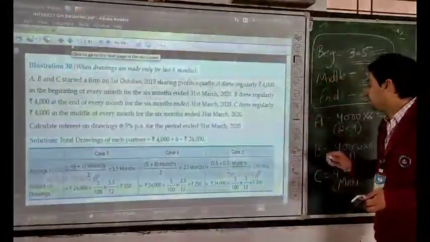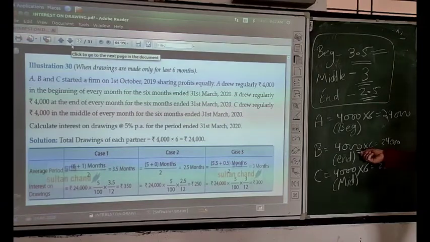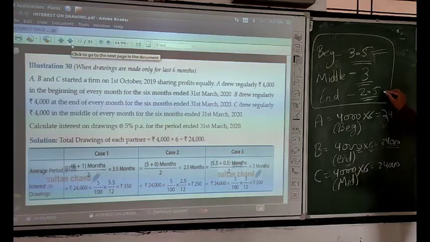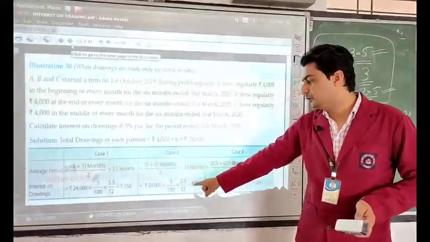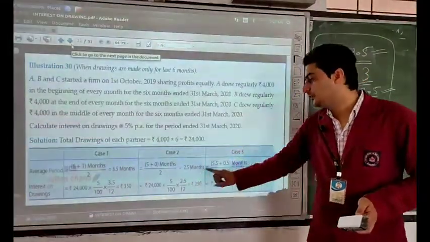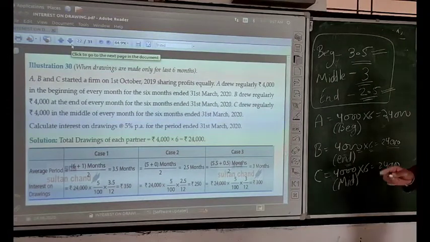Next, in the case of B, he is withdrawing 4,000 for 6 months. Total amount is 24,000. At the end of each month he is withdrawing, so the average period of time will be 2.5. So 24,000 into 5 by 100 into 2.5 by 12. Amount will be 250.